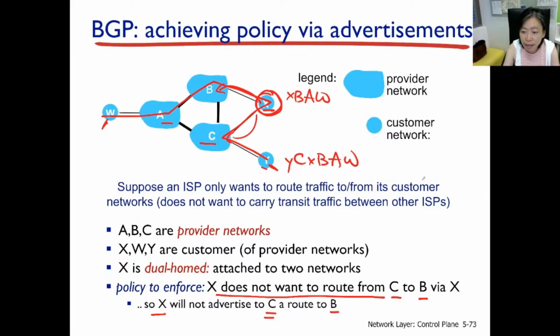So again, money is the issue. X is not getting any money from C or from B. Therefore, X is not happy transiting traffic for these other ISPs or even from other customer networks not paying.